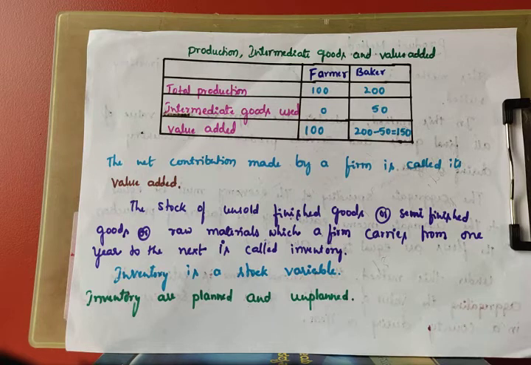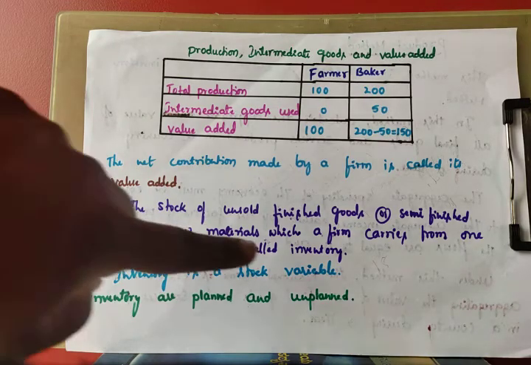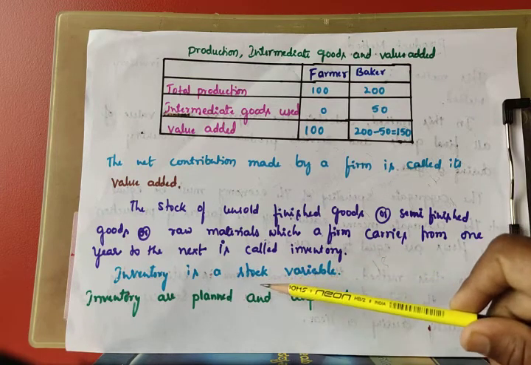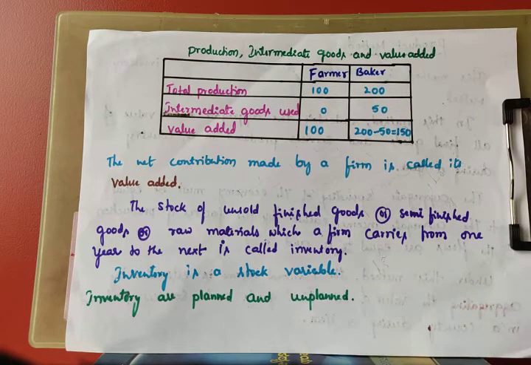Or we can say semi-finished goods, which are not completed, and raw materials which are helpful to the production of goods and services. What we are keeping in our firm, in the godowns, that is called stock. Stock is nothing but inventory. That's why inventory is a stock variable. Value added is a flow variable.